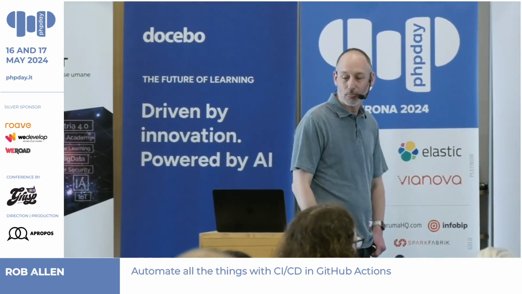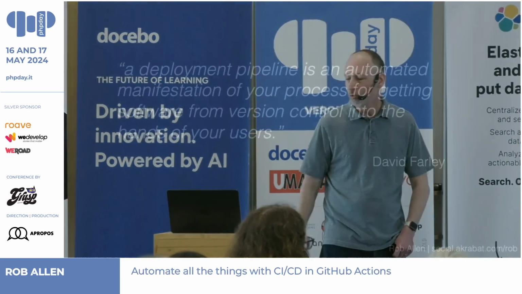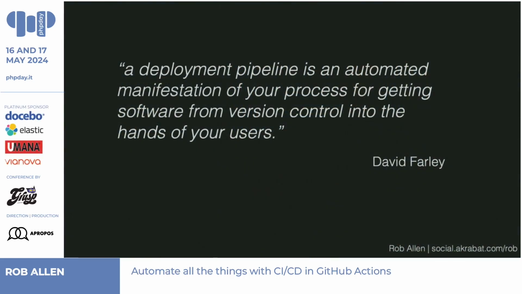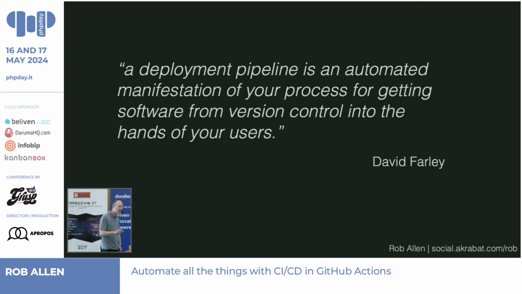And finally, a deployment pipeline is an automatic manifestation of your process for getting software from the version control system to the hands of your users. That's all it is. If your process sucks, CI and CD will not help. You will need a good process. Have a workflow written down first, use it, and then automate it.